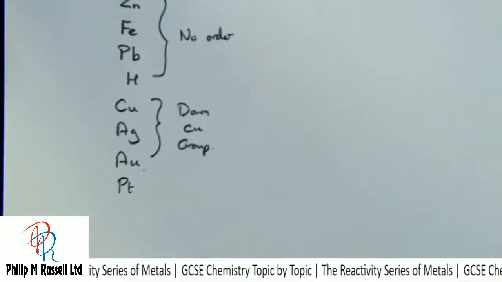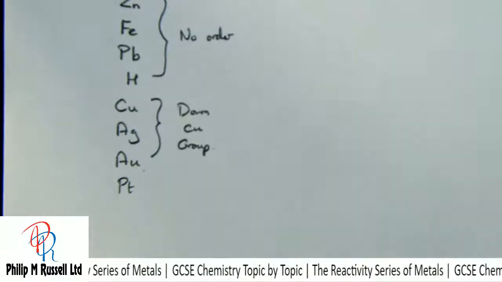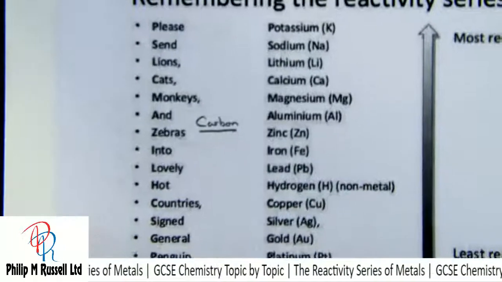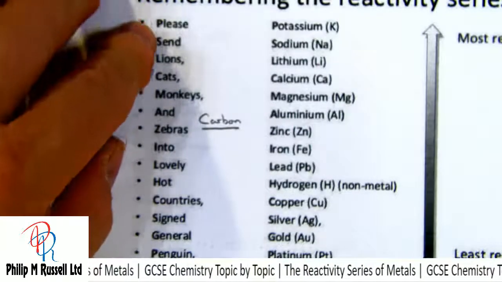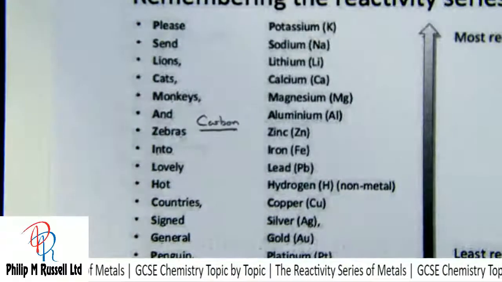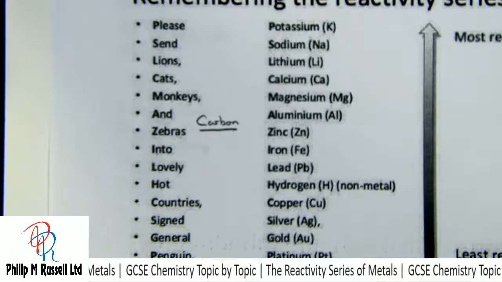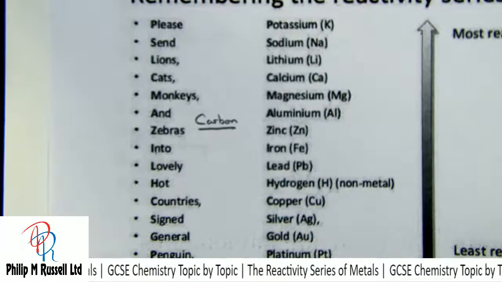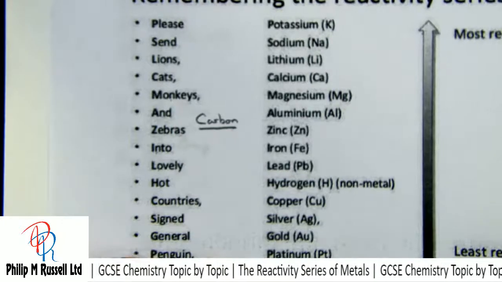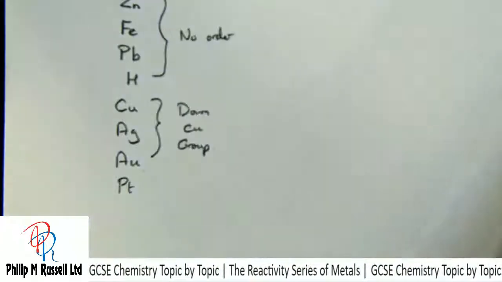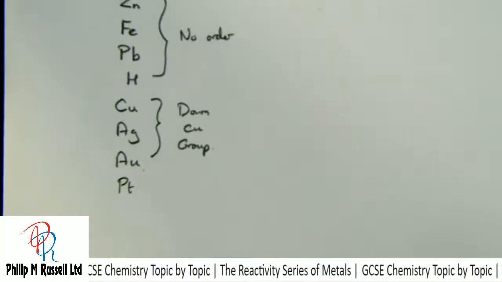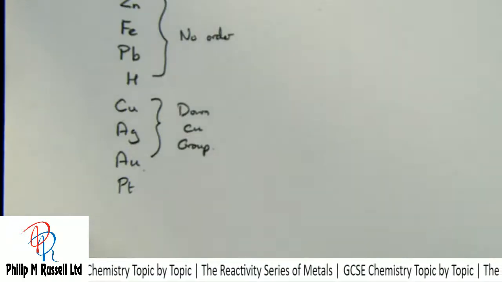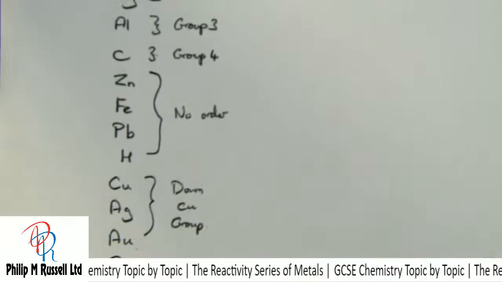So we do have mnemonics to help us remember what these things are. Please send lions, cats, monkeys and zebra into lovely hot countries, signed General Penguin. The reason we like this is the penguin, of course, because my son is fond of penguins, let's put it that way.